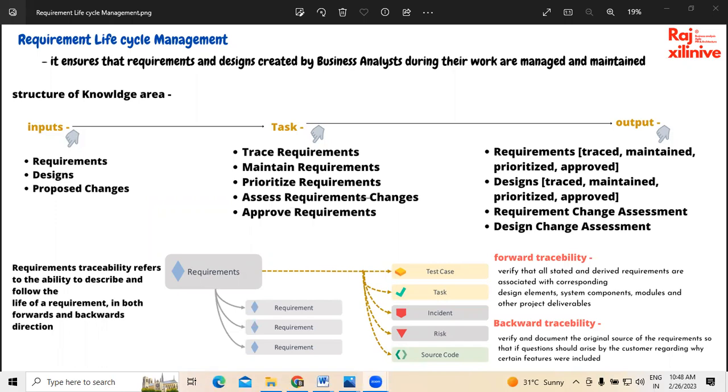Classification of requirements, I have to discuss with you. Next, I have to discuss the business analysis techniques. These are the 2 points I have to discuss. Now, let's go back to classification of requirements. Classification of requirements are as follows.